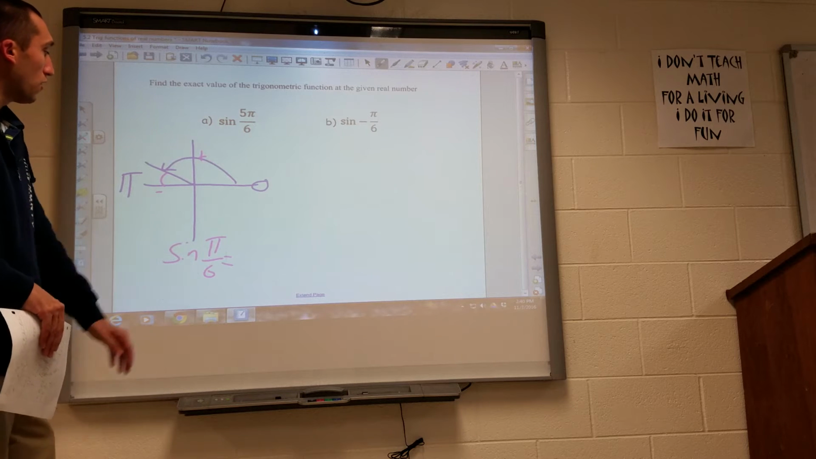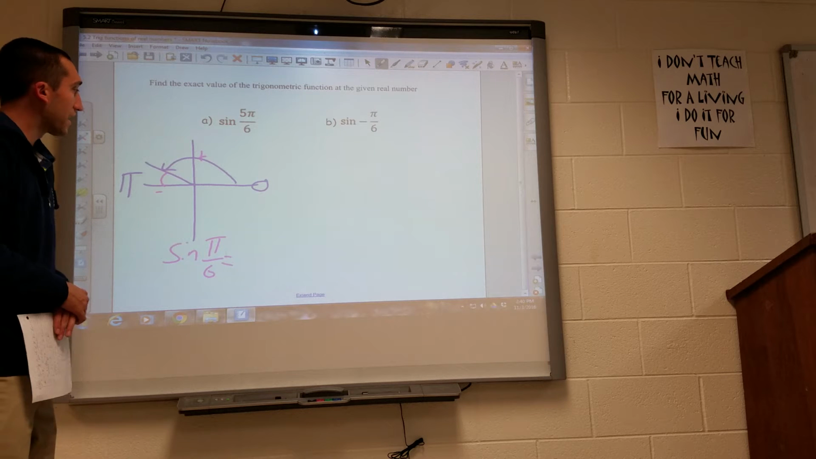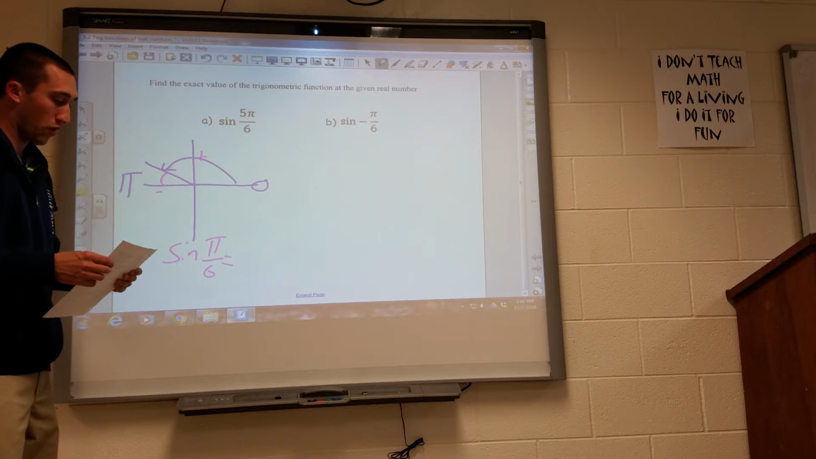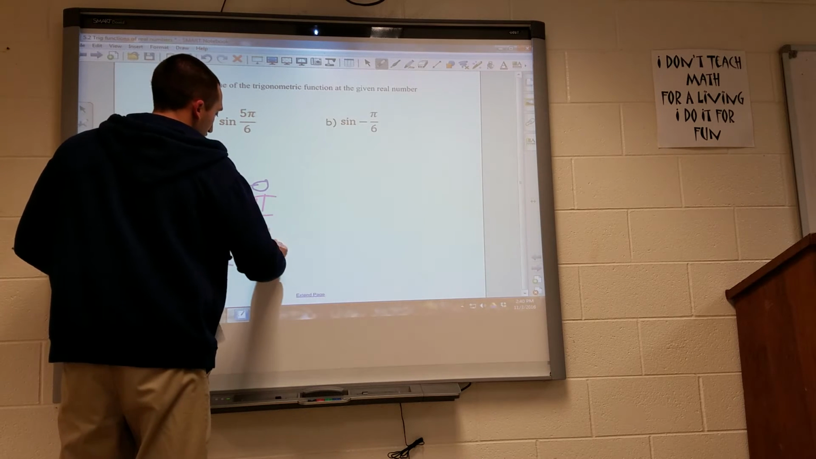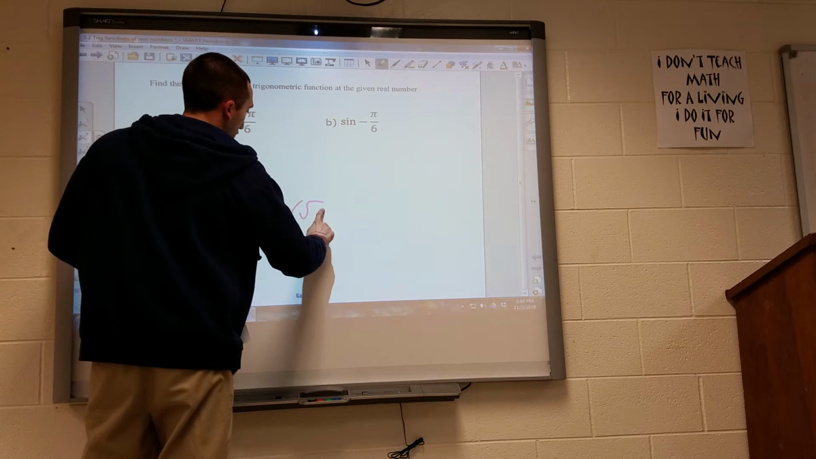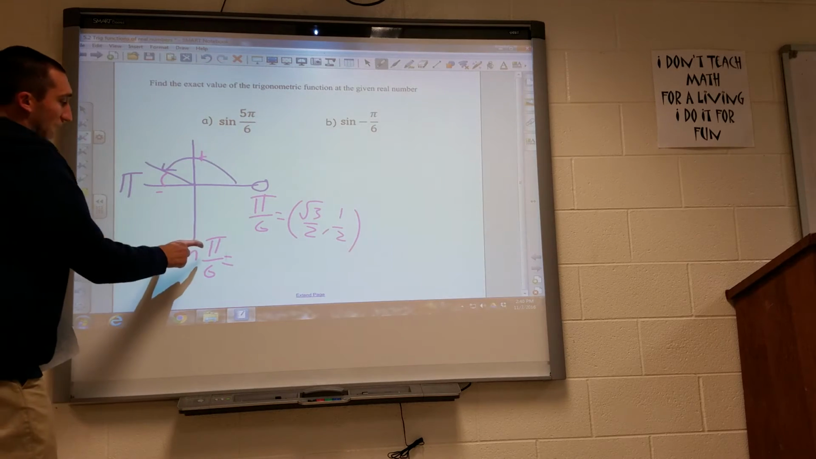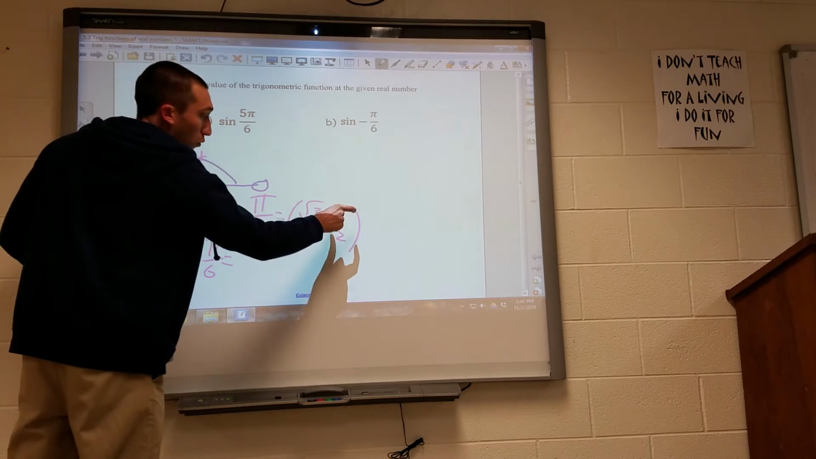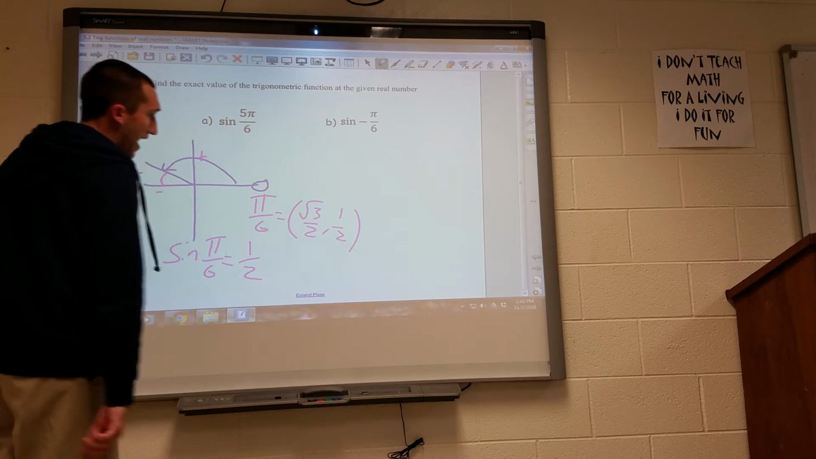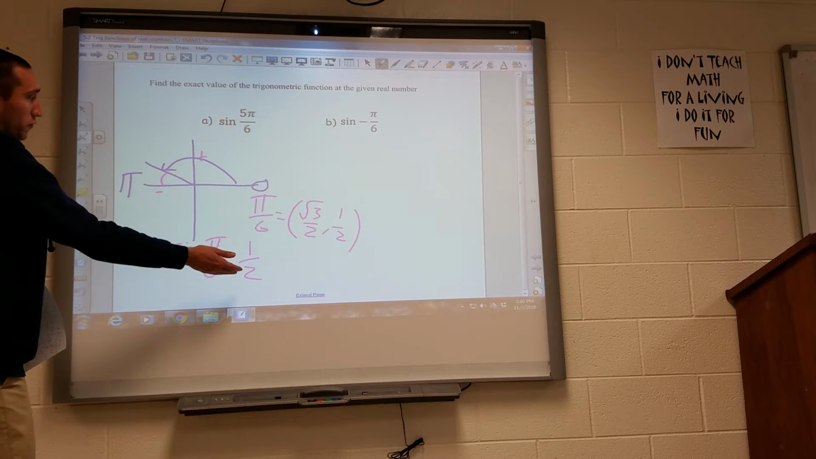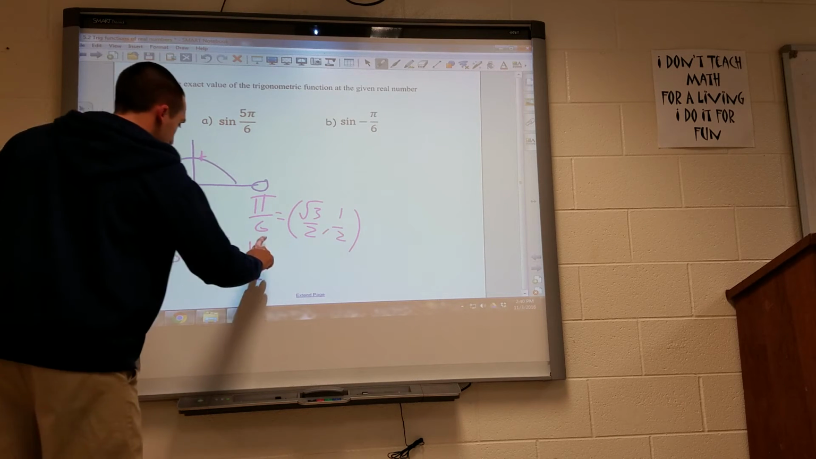Then all I need to know is pi over 6. For pi over 6, the y value is 1/2, because pi over 6 is equal to radical 3 over 2 for my x and 1/2 for my y. So the sine value just wants the y of pi over 6. My answer is 1/2, and it's going to be a positive 1/2 because y is positive in the second quadrant.